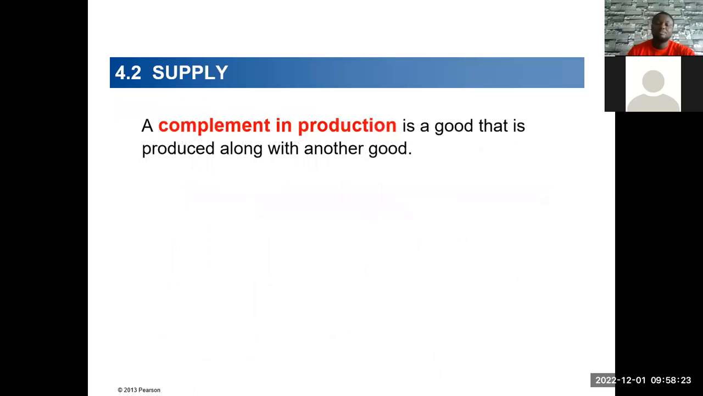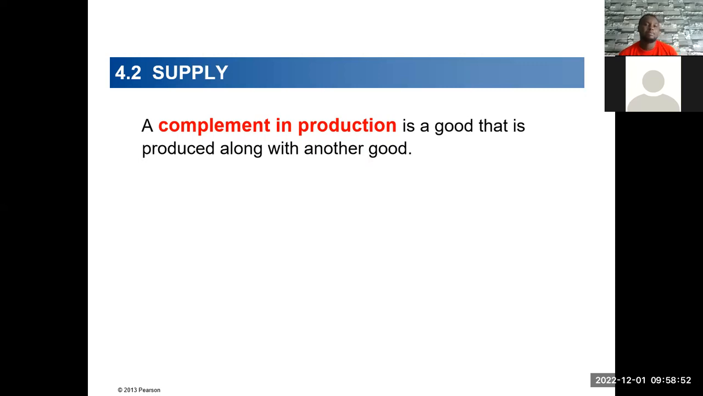All right. Then in production too, we have joint or complementary production or supply. Okay. Now this one too, it means that when you are producing one, you automatically produce the other. When you are producing beef, definitely you get hide. If you are producing palm oil, definitely you produce palm kernels. So whether intentionally or unintentionally, automatically the production of one will increase the production of the other.